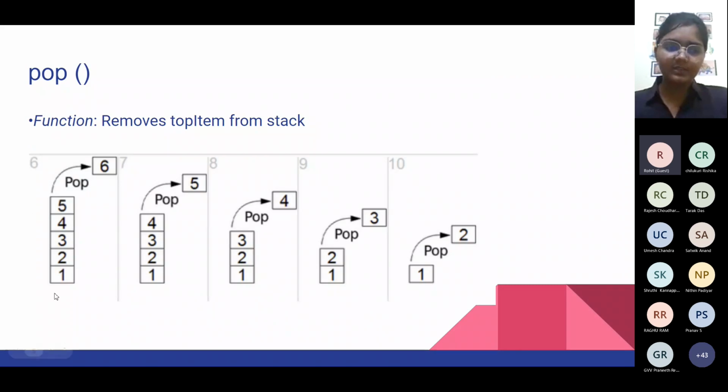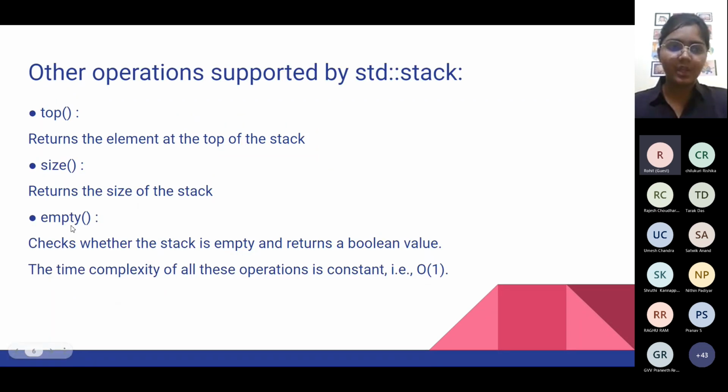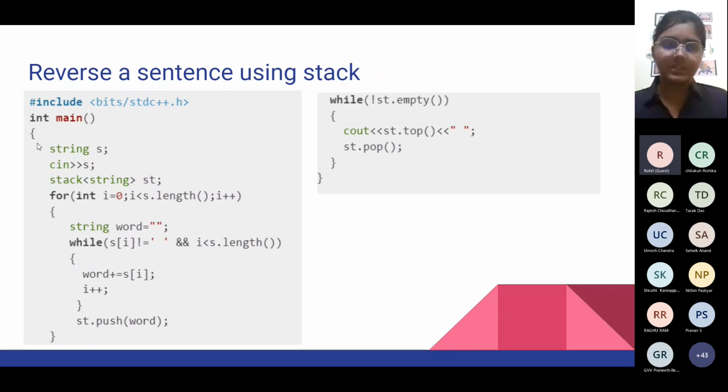Let's see in this case, before calling the pop function, your topmost element is 6, and after calling the pop function, your topmost element will be 5. Before calling the pop function, your size will be 6, including 1, 2, 3, 4, 5, and 6. After calling the pop function, your size will be 5. And if you call the empty function, it will return the Boolean false, as the stack is not empty. Okay, so let's do a question.